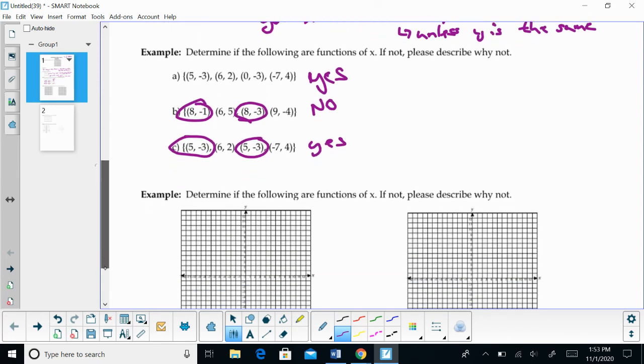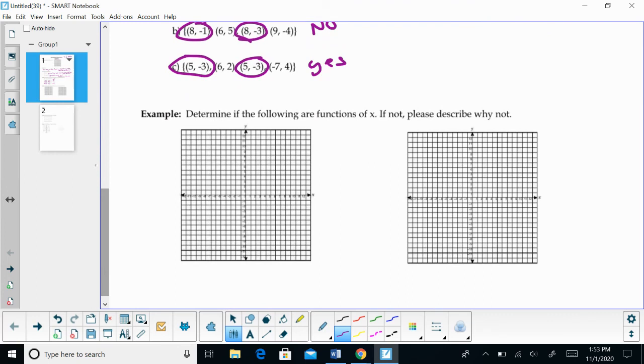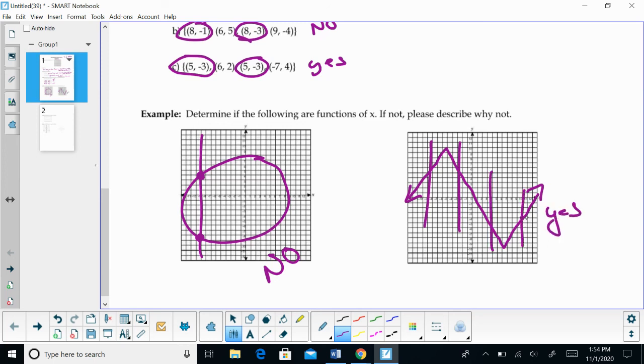And now let's look at some graphic examples. We're going to determine if the following are functions of x. So if I had this circle, is this a function? Well, if I draw a vertical line, it crosses my graph more than once, so this is not a function. But if I had this graph, is this a function? Yeah, this is a function. No matter what vertical line I draw here, it only crosses the graph once. So this is a function.